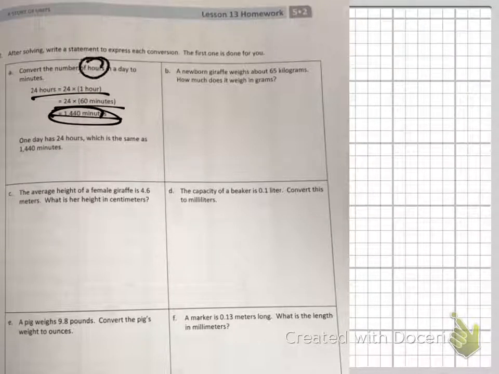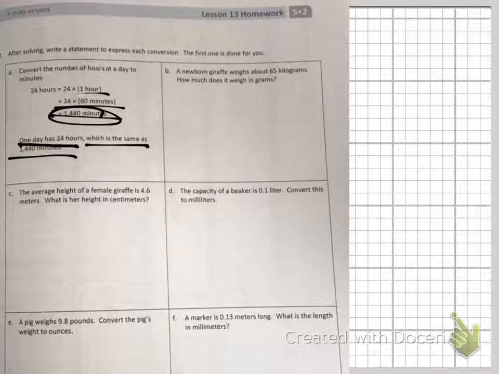So we're going from hours to minutes. And then we see down here, one day has 24 hours, which is the same as 1,440 minutes. It gives them an example of what they can write, and they can really use that same written statement over and over again. So again, I'm going to try C and E.